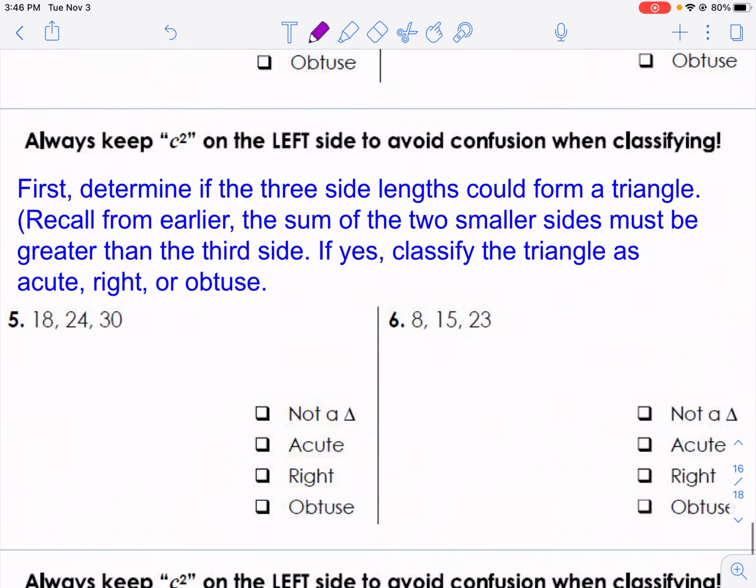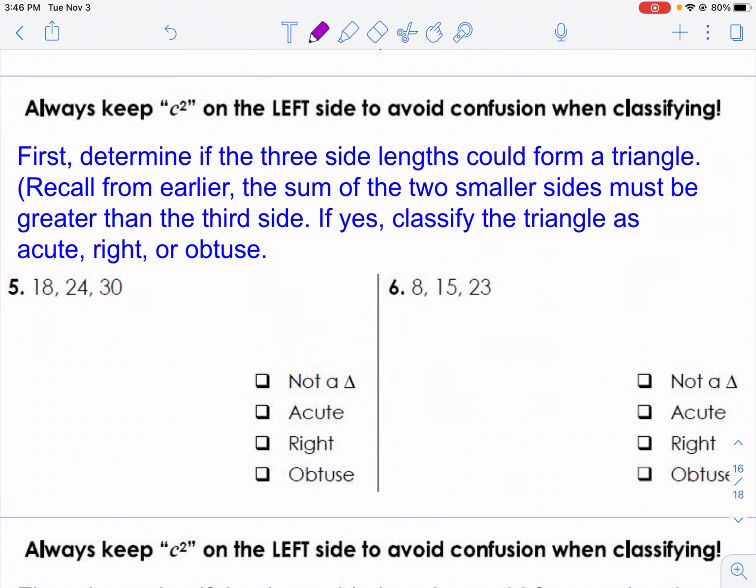All right, let's try the next two. Pause the video, come back and check your answers when you're done.